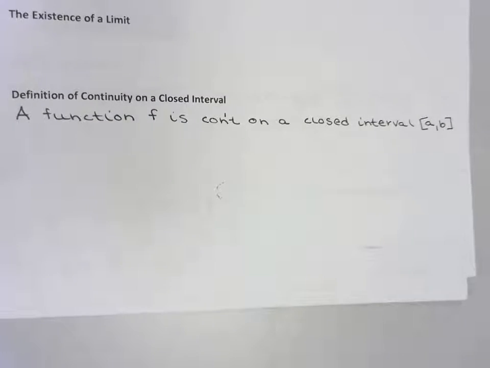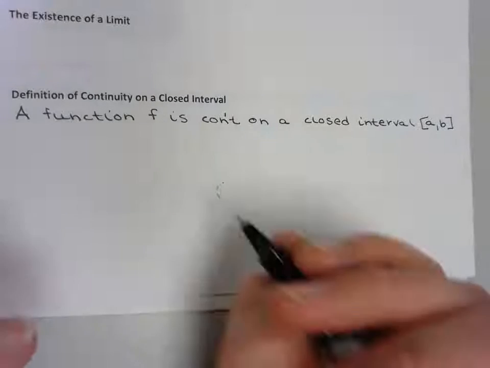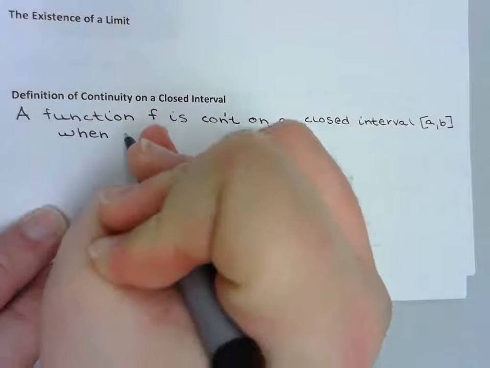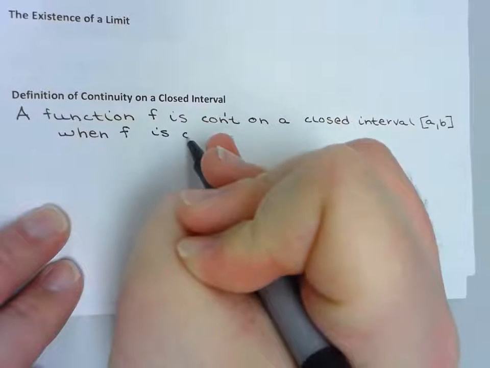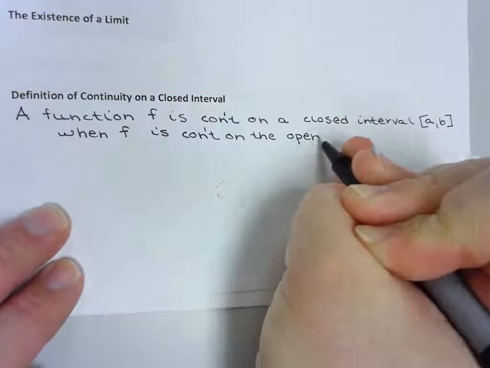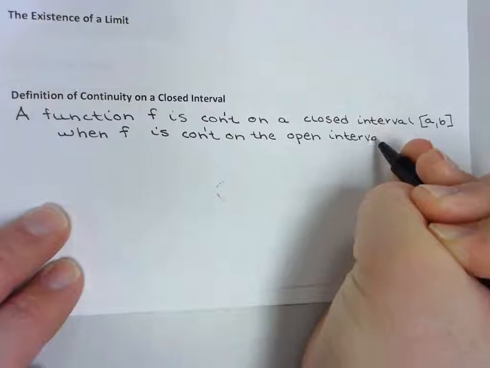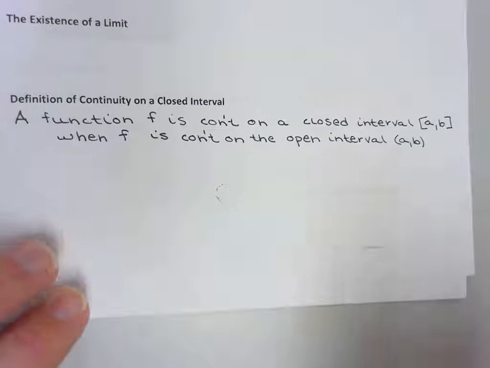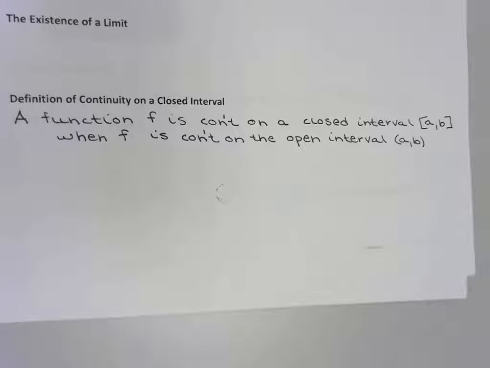Anyway, okay. So a function f is continuous on a closed interval ab, and we're using square brackets because closed means that the left and the right it can be equal to. So function f is continuous on a closed interval ab when f is continuous on the open interval ab, which is open, so now we just have parentheses. That is basically saying, okay, it's continuous in the middle.